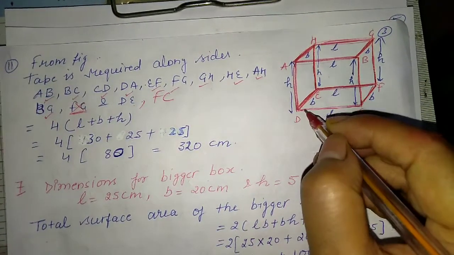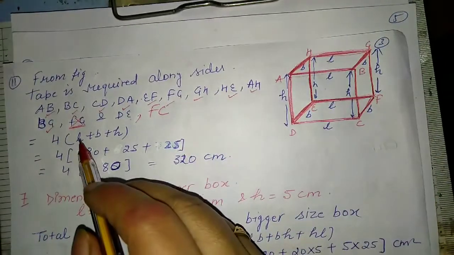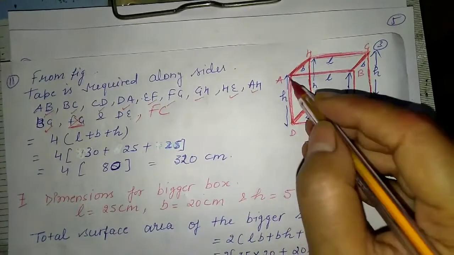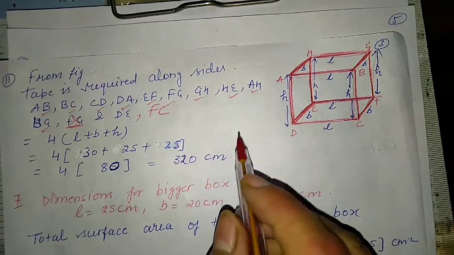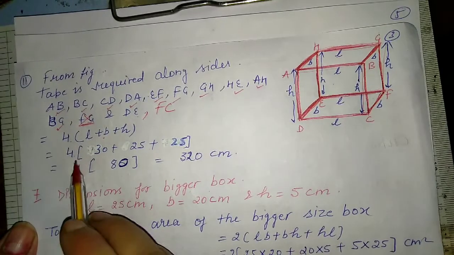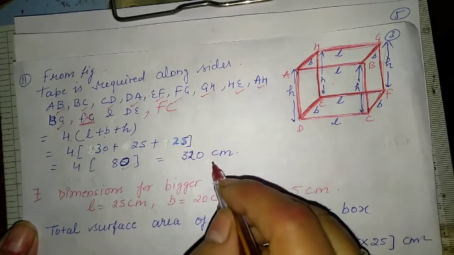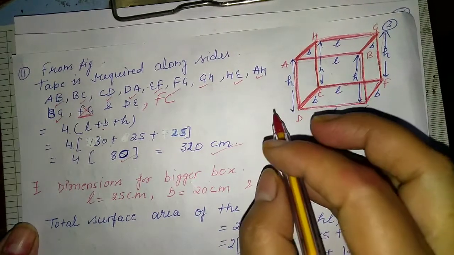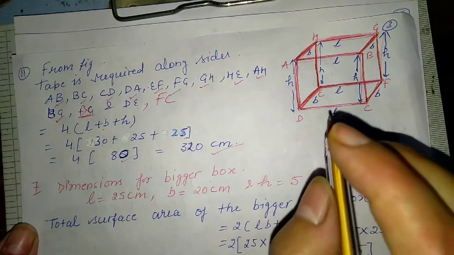So it means that if we see this length, 1, 2, 3 and 4, this is 4 times. If we see breadth here, 1, 2, 3, 4, 4 times. Height we will see 1, 2, 3, 4. Means all the measurements are of 4 times. So 4 times of L plus B plus H. So that is 4, length is given 30, breadth is given 25, their sum is 80, and then we will have here 320 centimeter tape is required. So the length of the tape required is 320 centimeter.